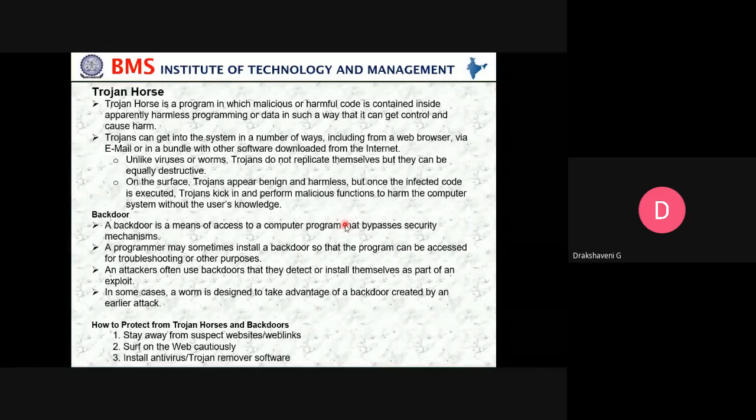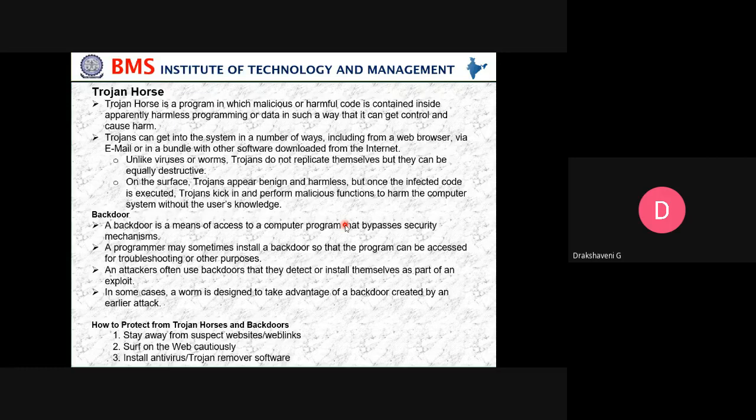A Trojan can get into the system in a number of ways, including from web browsers, via email, or in a bundle with other software downloaded from the internet. Unlike viruses or worms, Trojans do not replicate themselves, but they can be equally destructive. On the surface, Trojans appear benign and harmless, but once the infected code is executed, the Trojan kicks in and performs malicious functions to harm the computer system without the user's knowledge.